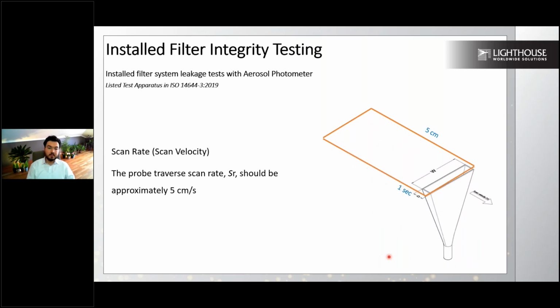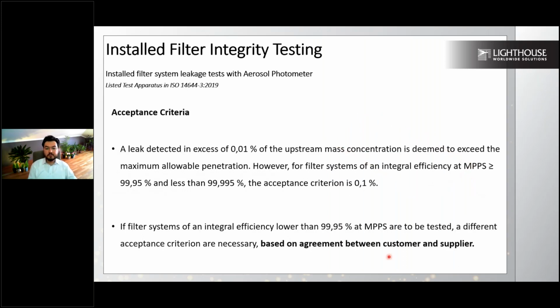If you exceed this number, you may miss a leakage, and if you scan slower than this number, particle build-up may give you a false count, and you are also going to spend a lot of time on a single filter while introducing a lot of aerosol on the upstream side. Acceptance criteria define between 0.1% up to 0.01%, depending on the efficiency of your HEPA filter. But if your integral efficiency is lower than 99.95%, an agreement between supplier and customer will be your acceptance criteria.